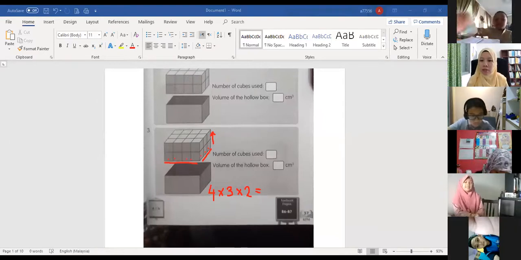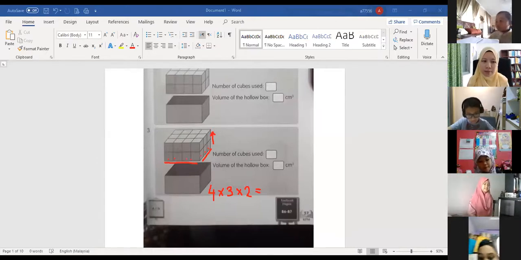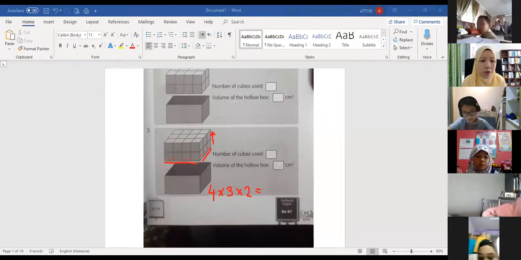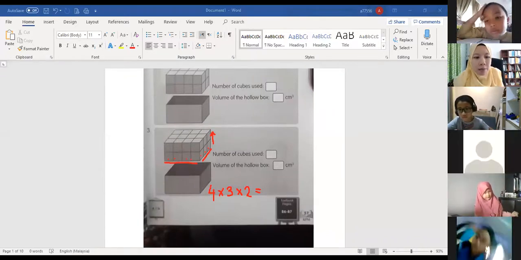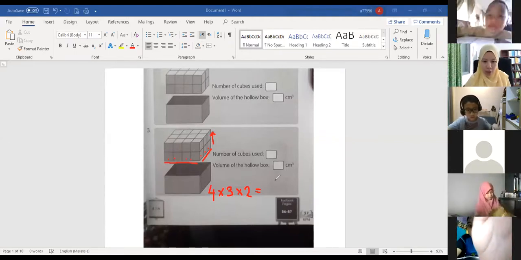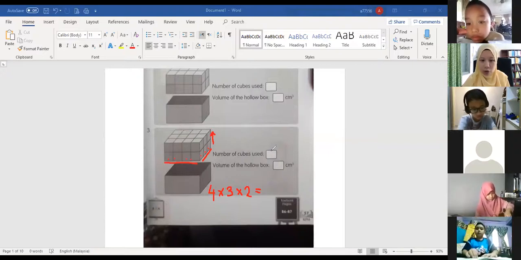Okay. Soalan Robin. 24. Okay, the answer here is 24 centimeter cube. Faiz Arik, don't forget to put the cube. CM 3. Kalau CM je salah. Okay, so the answer here is 24. Yes, Putri. Good. Very good, you give me the correct answer.